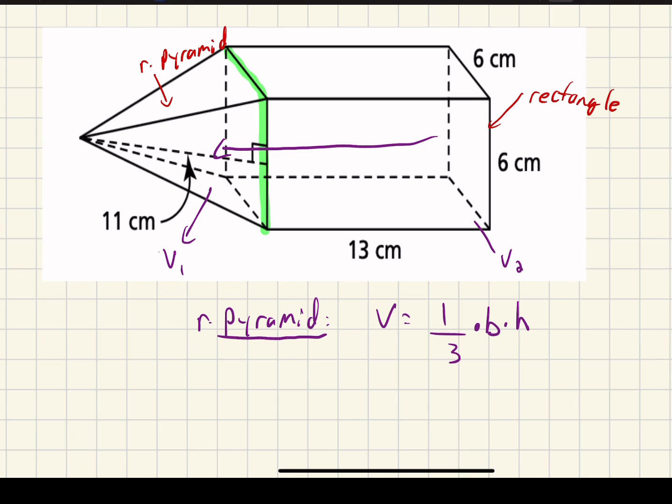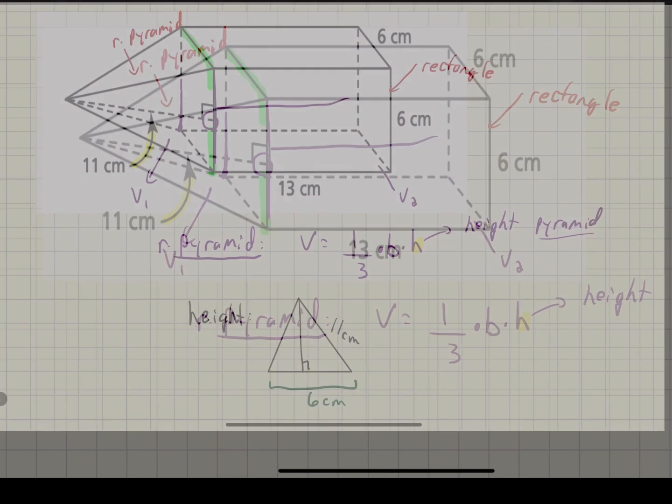Now, this 11 over here is a slant height because it goes all the way to the edge here. If it was a triangle height or a pyramid height, it would stop in the middle somewhere over here. So this is a slant height. This height over here is talking about the height of the actual pyramid. So what we need to do is some Pythagorean theorem in order to get the height of the pyramid.